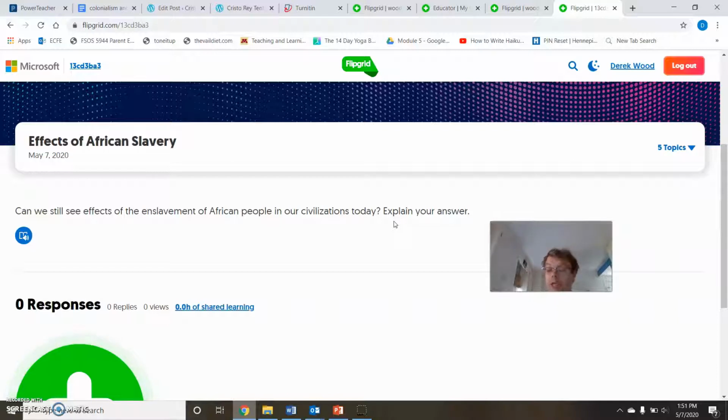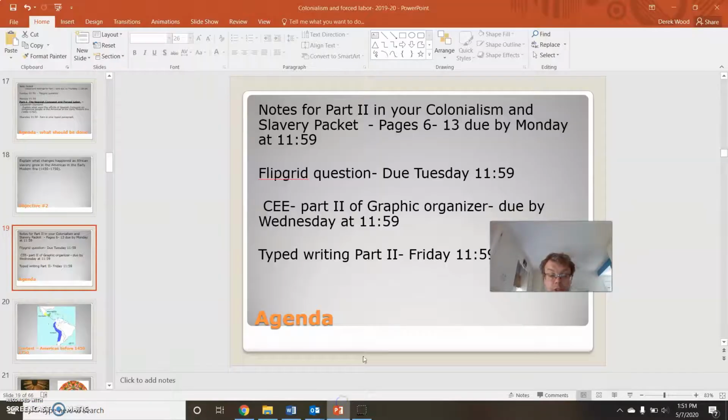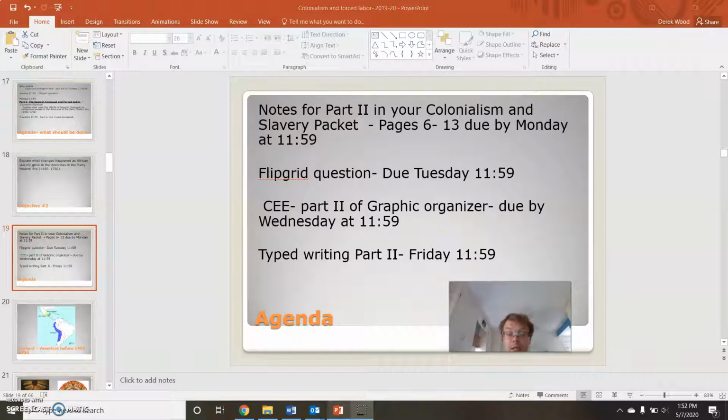And just like on our last assessment, this will be worth 2 points. So I'm going to grade this one like the last one, where it's out of 18 points, 2 points for your Flipgrid, 2 points for your graphic organizer, 14 points for your writing. All right, let's see what else is there. And by Wednesday at 11:59, you should have your Part 2 graphic organizer done.